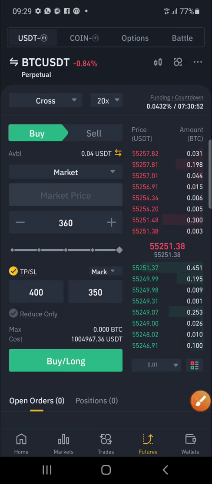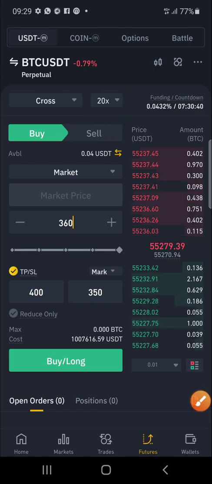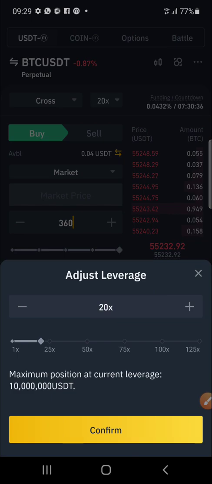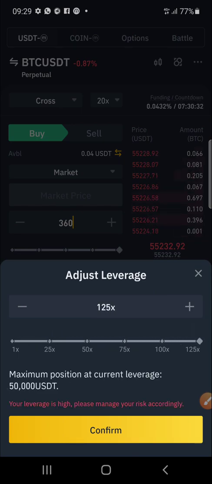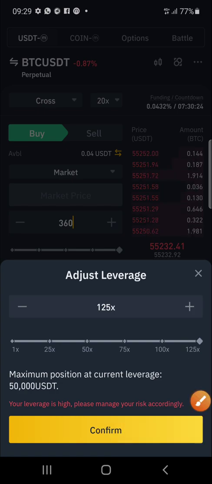So that's all. Now let me show you guys how to select your leverage I've been talking about. This is where I told you guys, always click here to select your leverage or adjust it. I'll tap on that 20x, this is where you select your leverage. This coin is BTC. You can leverage up to 125x of your portfolio here.